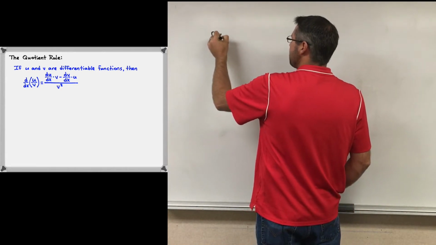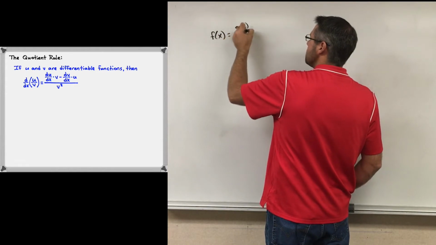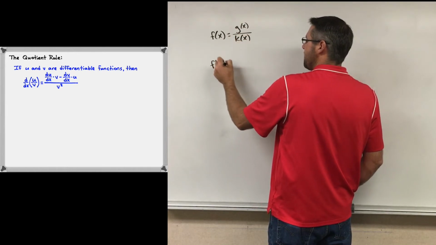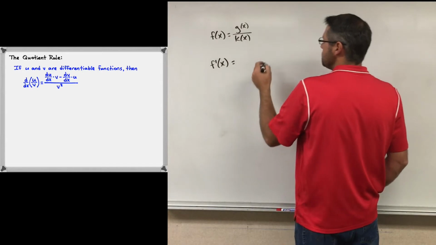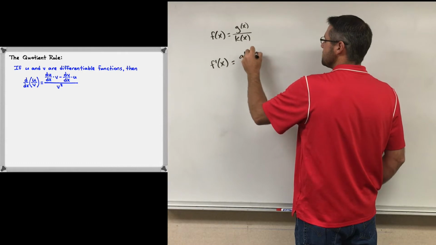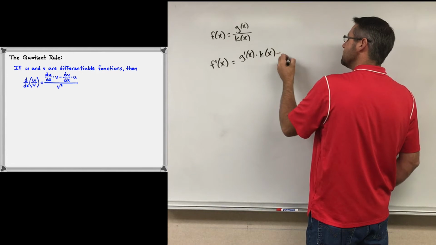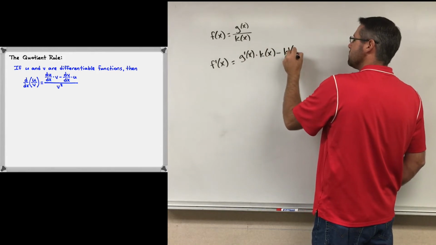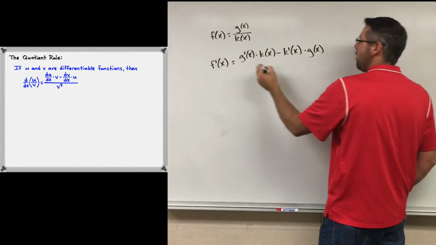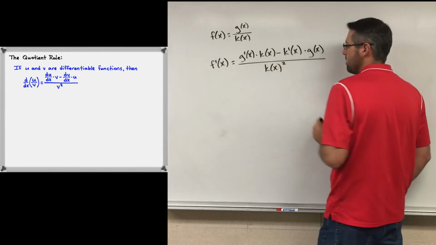If I have f of x and that is equal to, let's say, g of x over k of x, then the derivative of f of x, f prime, is equal to the derivative of the top thing, so it would be g prime of x, times the bottom thing, times k of x, minus the derivative of the bottom thing, so it'd be k prime of x, times the top thing, so times g of x, and then all over the bottom squared, all over the denominator squared.